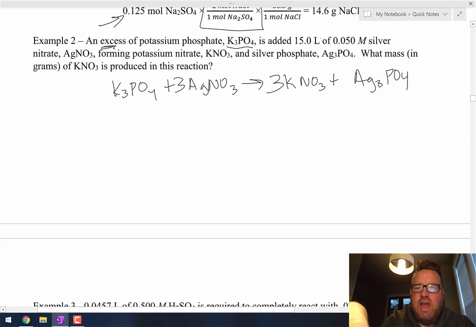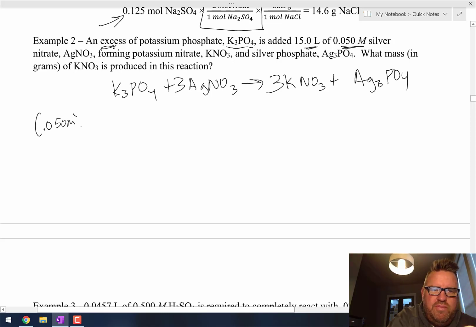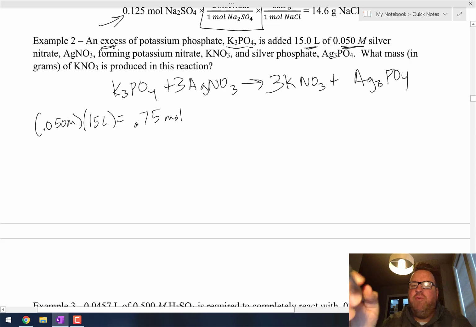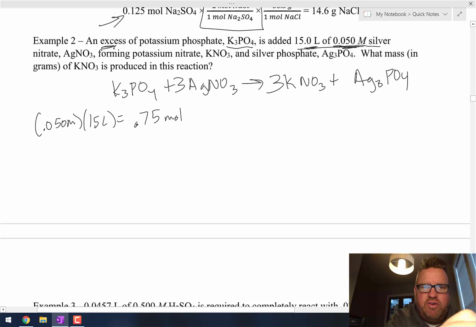Okay, so our first step is, again, they give us the concentration, they give us the volume, so what am I going to do? I'm going to take 0.050, and I'm going to multiply by 15 liters. So 0.050 times 15 equals 0.75 moles. 0.75 moles of what? Well, it's 15 liters of 0.05 molar silver nitrate, so AgNO3. So that means we have 0.75 moles of AgNO3.